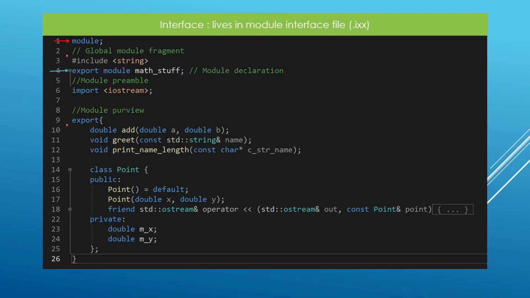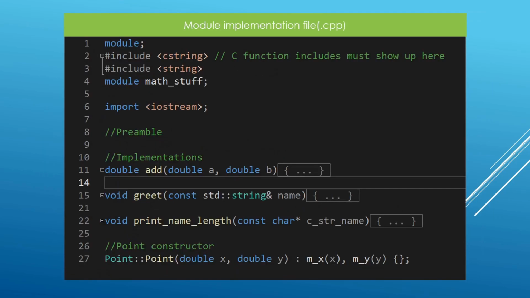We have our export that declares our module. We have the preview, which contains things inside our export block. We have a bunch of functions, and we have a class named point here. And all this is going to be living in an interface file. I think it is going to be named math.ixx, and the implementation is going to be living in a separate file.